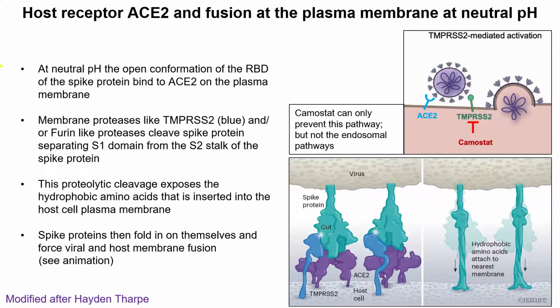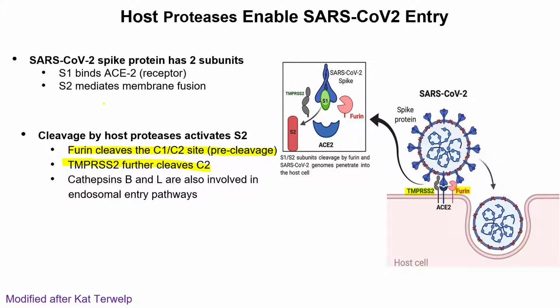So first we are looking at the proteases that are involved. Just remember that, again repeating: the TMPRSS and the furin act on the plasma membrane, and also cathepsin B and L are implicated in the endosomal entry pathways.